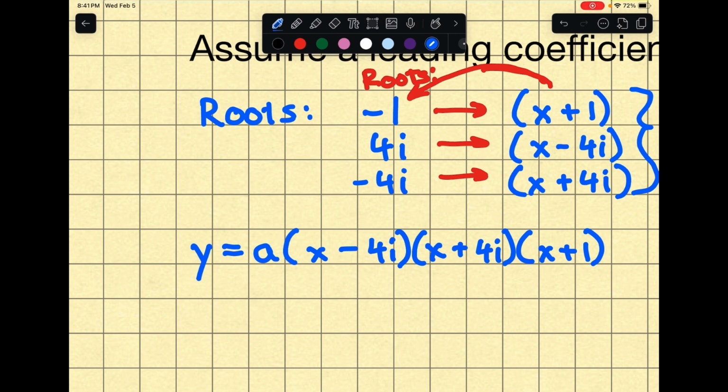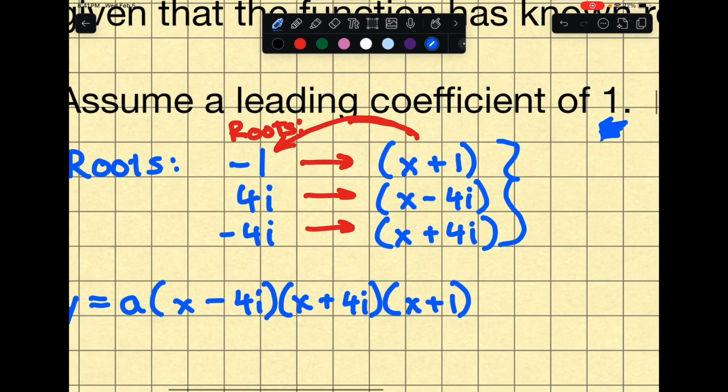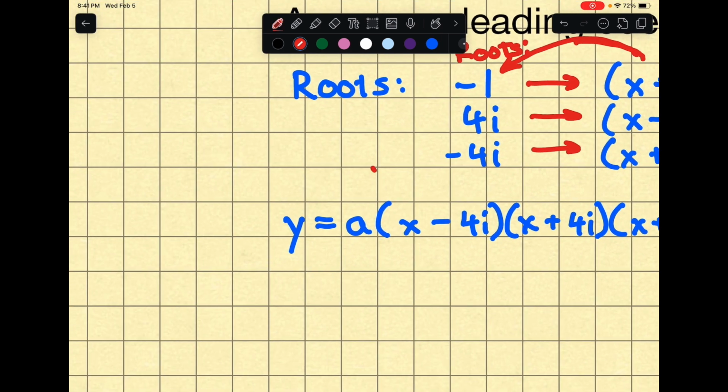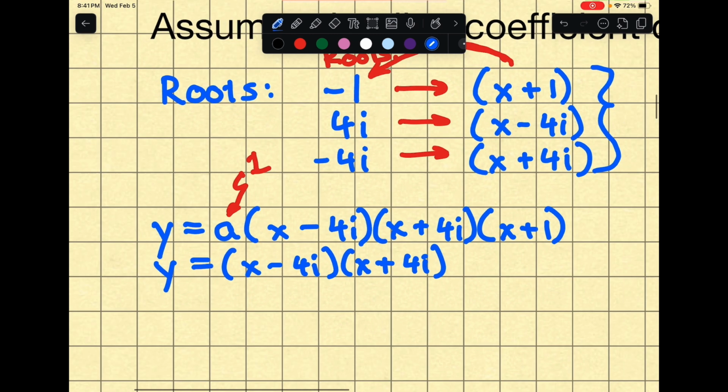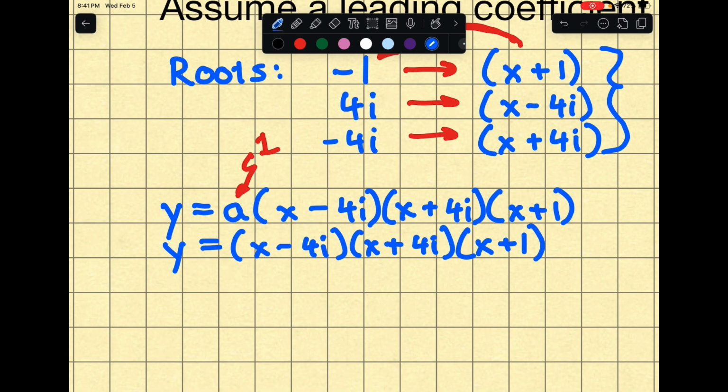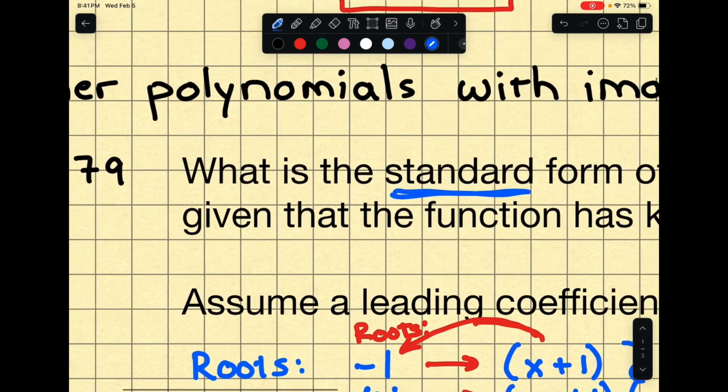Now, actually, let me apply the leading coefficient. We're told to have a leading coefficient of 1, so we can replace this a with a 1. Then this simplifies into y equals x minus 4i times x plus 4i, times x plus 1. Now this would be our answer if we were tasked with just coming up with a factored form of this polynomial, but unfortunately we're not.